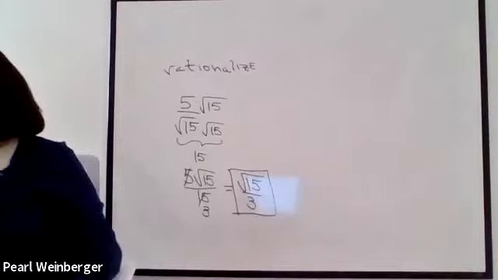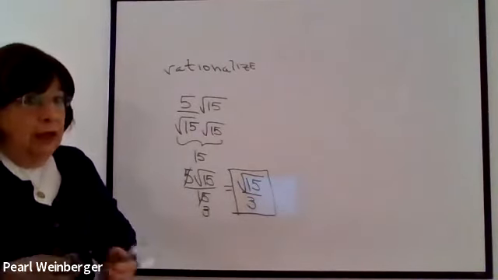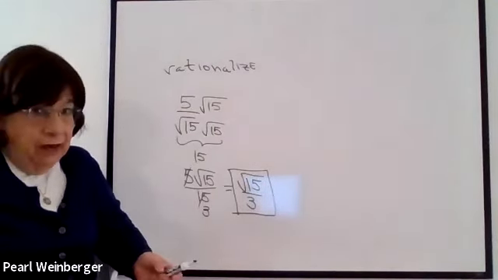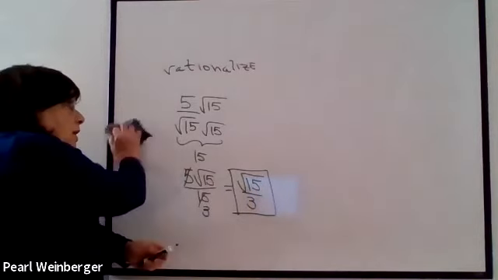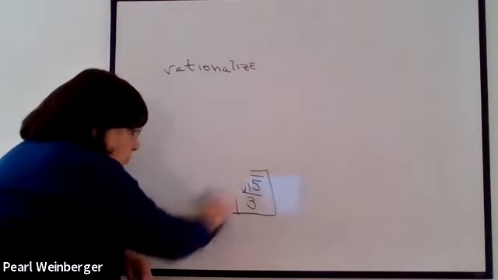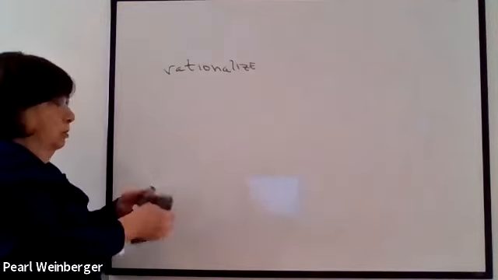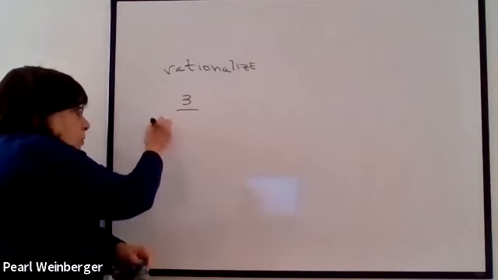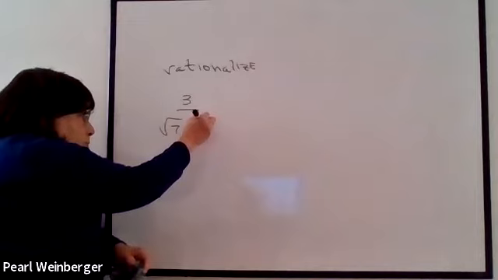Okay, so let's go a step further. What happens if the denominator of my fraction is a binomial? What happens if I have something that looks like this? Suppose I have 3 over radical 7 minus 2.